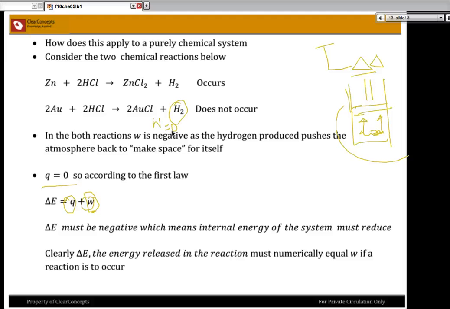And work done on the system is 0. It's not a negative number. We already said Q is 0, so W is 0, Q is 0, delta E is 0, which means the reaction just does not occur. Isn't that consistent also with the first law?